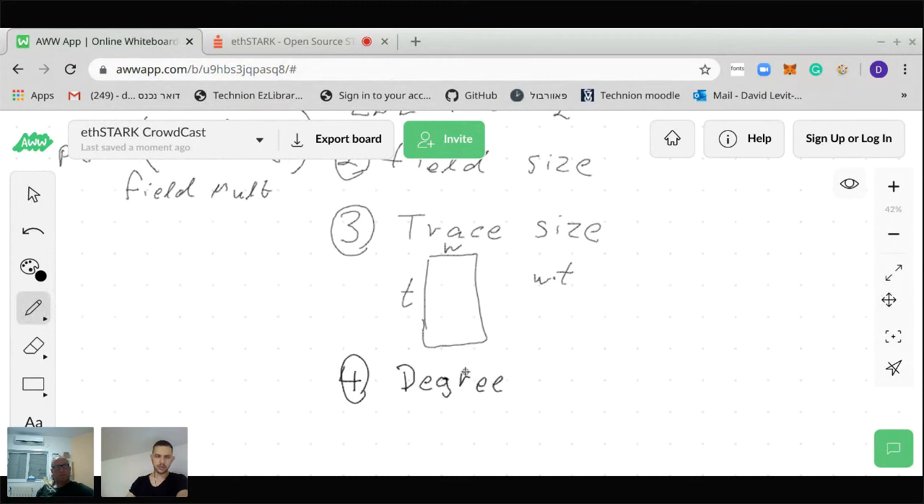Now, some of the constructions have some natural degree over which the constraints are made. But every error actually has a trade-off. Every error can be redesigned to have smaller degree or to have higher degree, with the cost of changing the trace size.